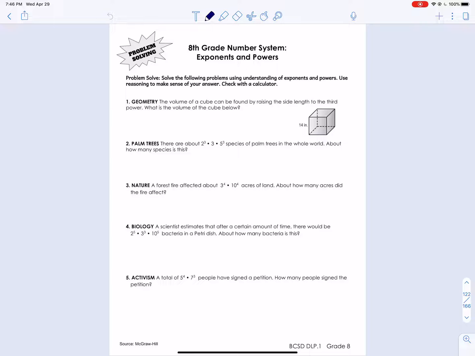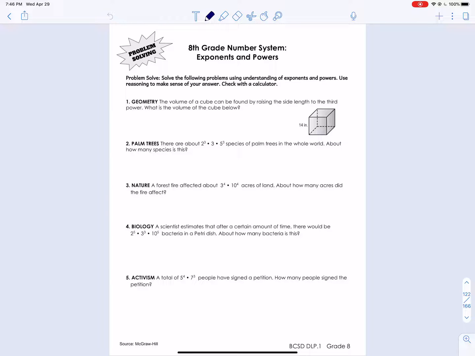So we're asked to solve these problems, and then it says you can check your answer with a calculator. So it's actually a really good practice to know how to do exponents in calculators. Okay, so let's take a look at number one. So it says the volume of a cube can be found by raising the side length to the third power. What is the volume of the cube below?